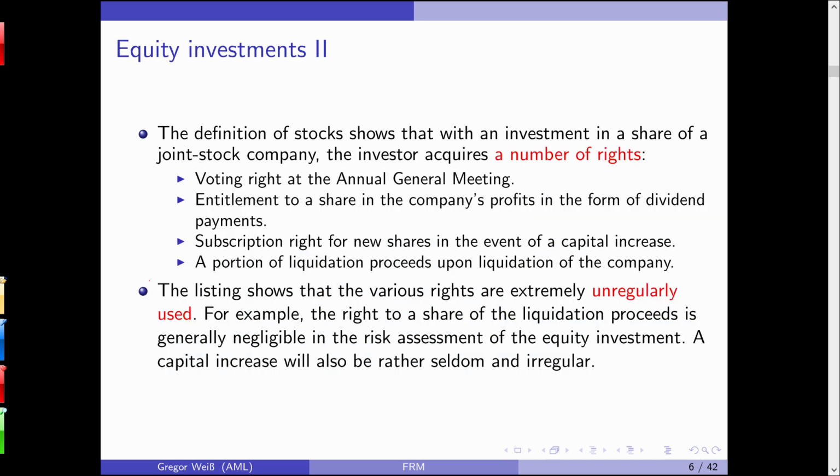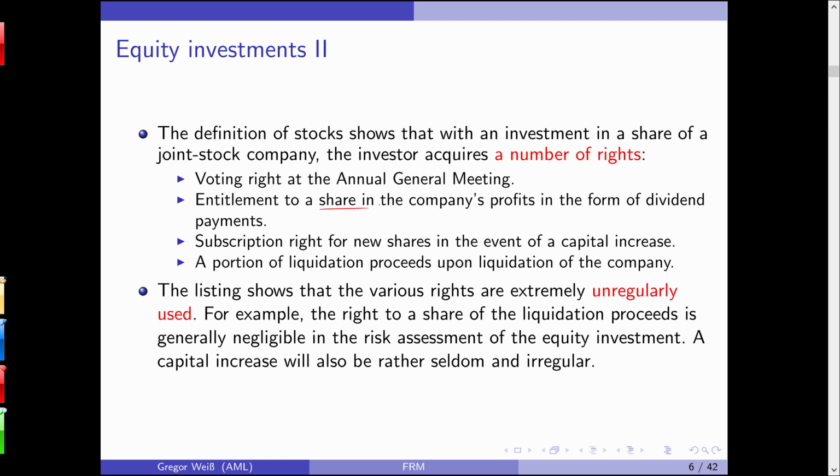So that's pretty simple. You have voting rights at the annual general meeting. You're entitled to a share in the company's profits in the form of dividends. You have a subscription right for new shares in a seasoned offering. And in case the company is liquidated, which happens quite seldom, I guess, you are entitled to a part of the liquidation proceeds. However, usually you are just in for the resale price of the stock and the dividends, of course.